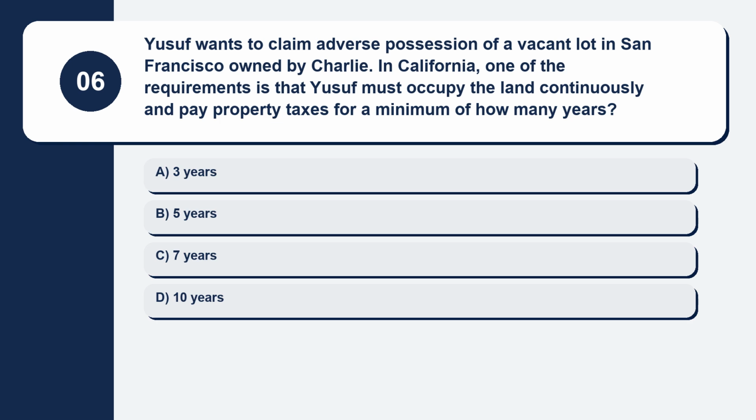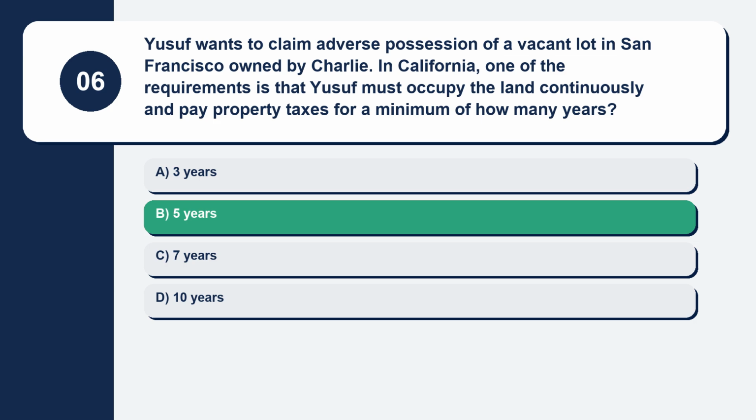Question 6. Yusuf wants to claim adverse possession of a vacant lot in San Francisco owned by Charlie. In California, one of the requirements is that Yusuf must occupy the land continuously and pay property taxes for a minimum of how many years? Here are your options. Option A, 3 years. Option B, 5 years. Option C, 7 years. Option D, 10 years. The correct answer is option B, 5 years.